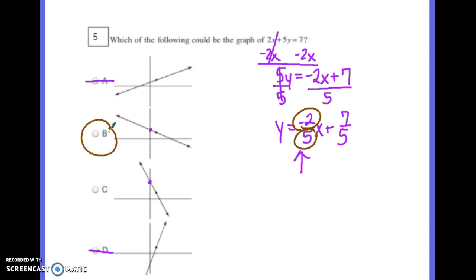Another approach to this problem would be to go back to your original equation and find the x and y intercepts by letting each of your variables be 0, and then comparing the x and y intercepts of each graph that you're provided.